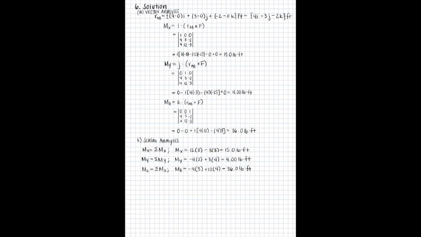Then we can move on to part B of the problem, which is to use scalar analysis. And again, because it is at equilibrium, you just have to find the sum of the components. And you see that once we do that for the sum of each component, we get the same results as part A. So the sum of x would be 15 pound-feet, y is 4 pound-feet, and z is 36 pound-feet.